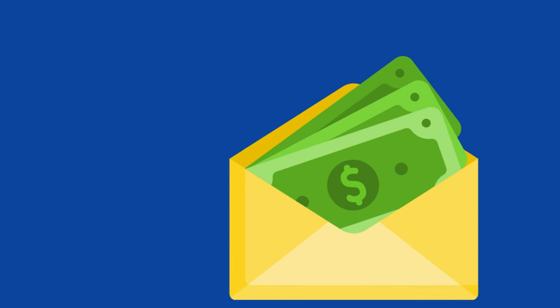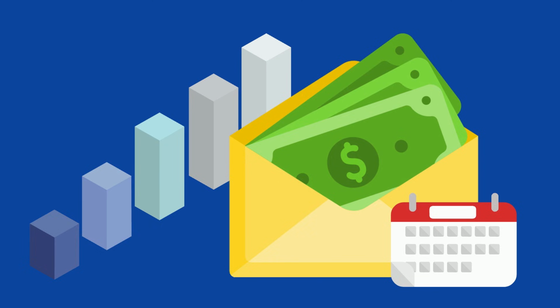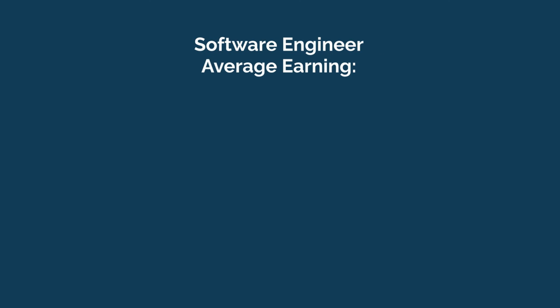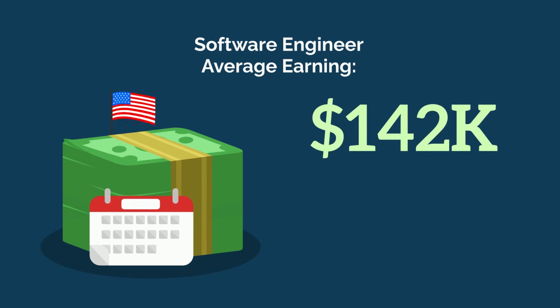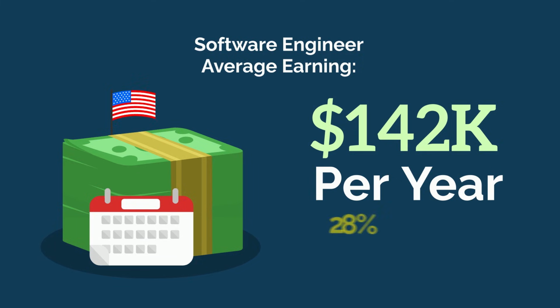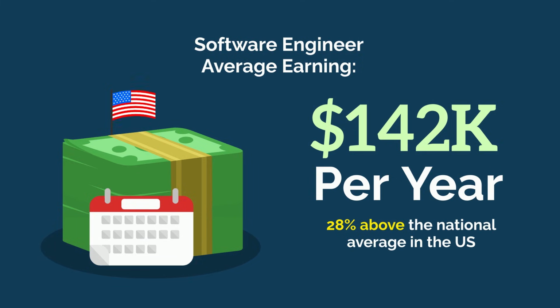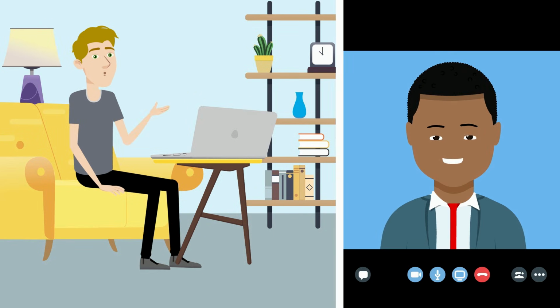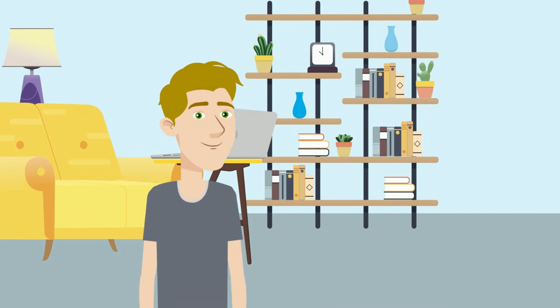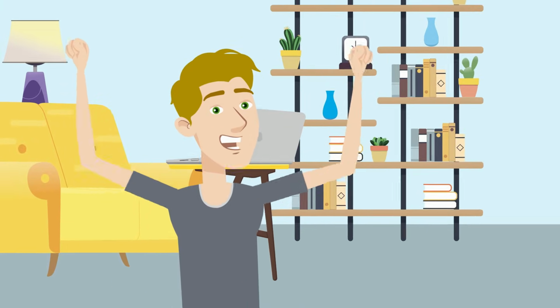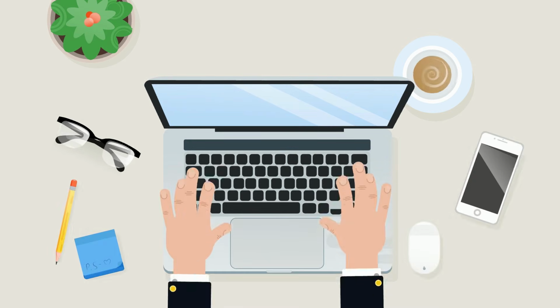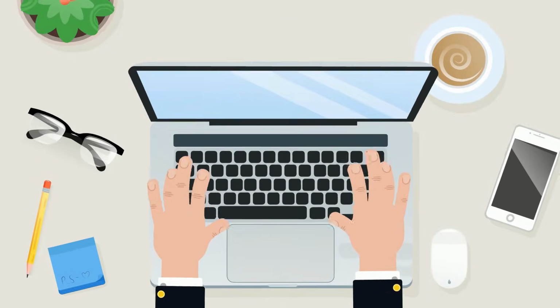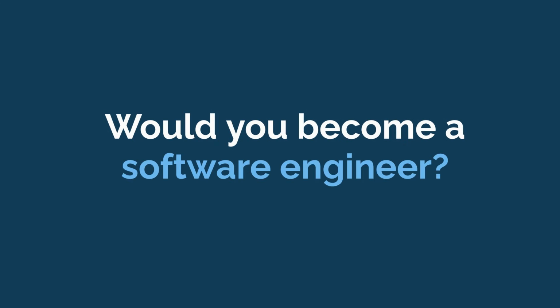As you know, there is also the salaried pay, which is bountiful. After all, the average software engineer brings home a base pay of $142,000 a year, 28% above the national average in the US. But arguably, the best part of software engineering is the surge you feel after crushing yet another project, knowing that you're genuinely contributing to the technological prowess of humankind, and doing so with nothing but the power erupting from your fingertips. Now, with all this in mind, would you become a software engineer?